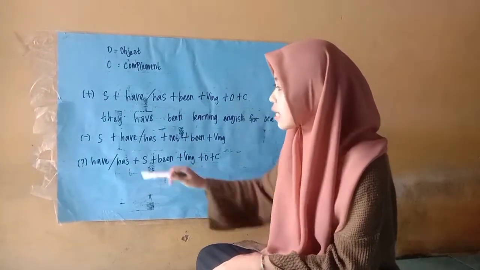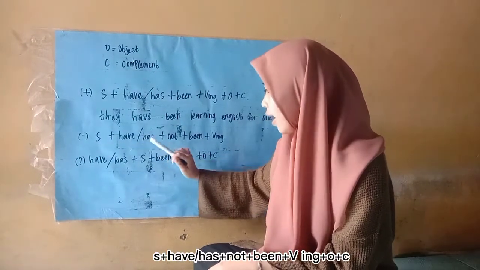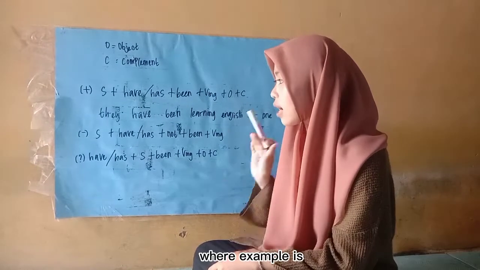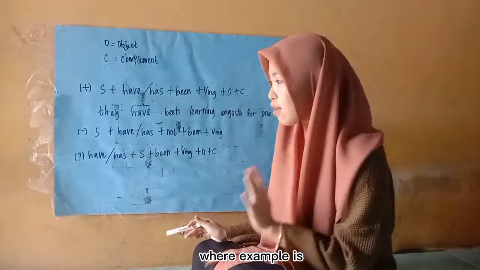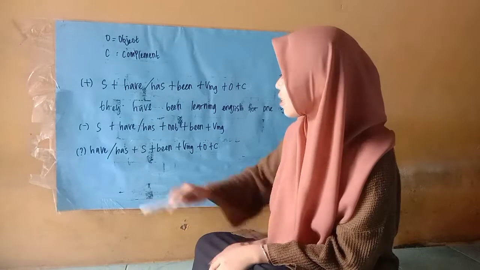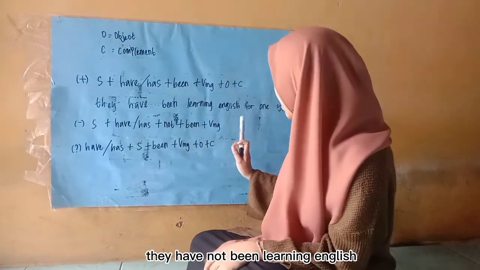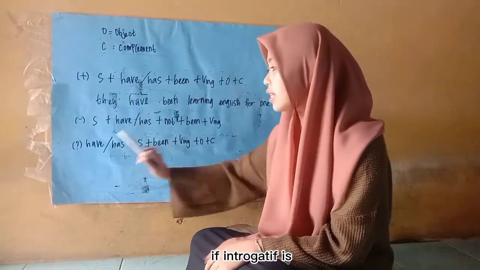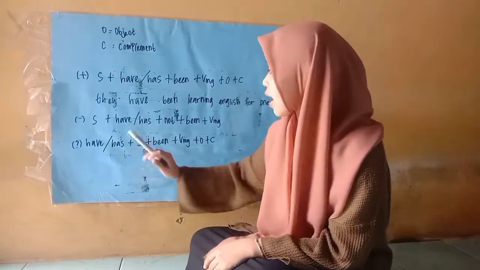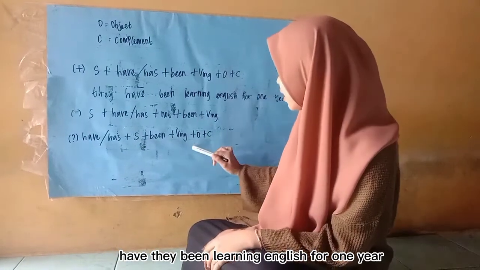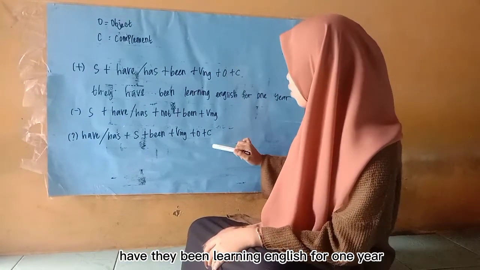If negative subject plus have or has plus not plus been plus verb plus ing. Where example is they have not been learning English for 1 year. If interrogative is have they been learning English for 1 year?